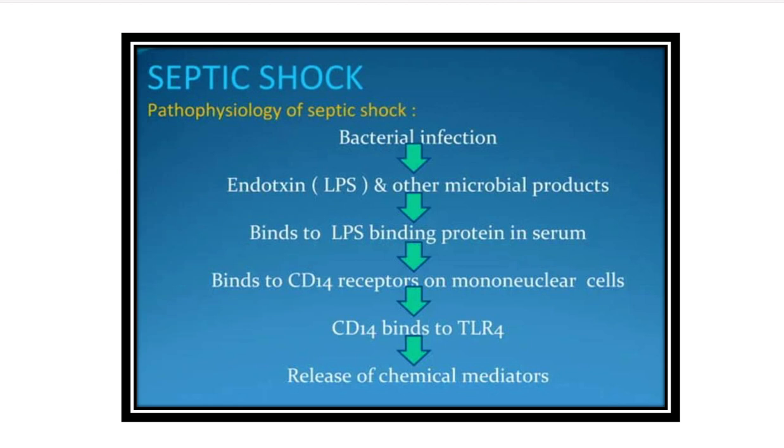First of all, a bacterial infection occurs, and after this endotoxin and other microbial products are produced. Lipopolysaccharide binds with protein in the serum, binding the CD14 receptor on the mononuclear cells, and finally there is release of chemical mediators. These chemical mediators act on the vessel and cause relaxation of the vessel and increase the vessel diameter, and peripheral pooling of the blood occurs in the blood vessels.